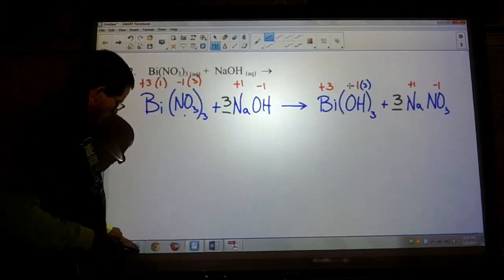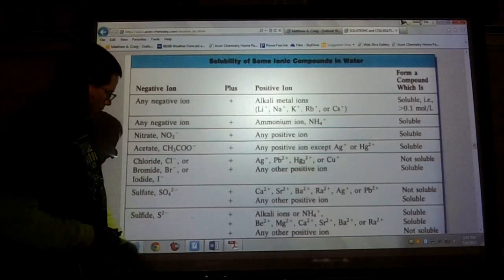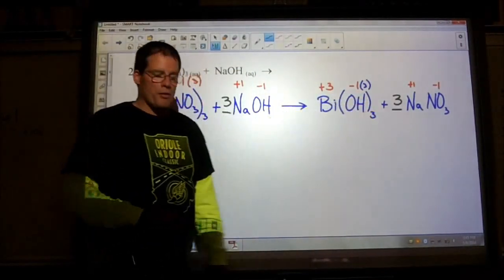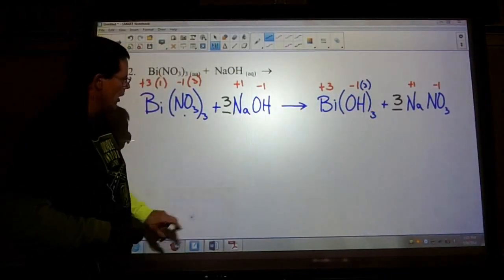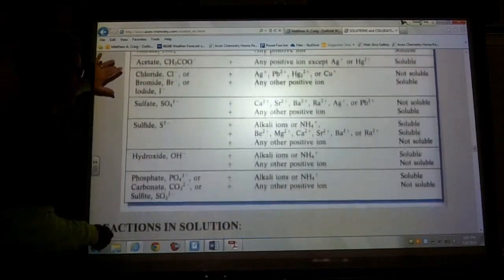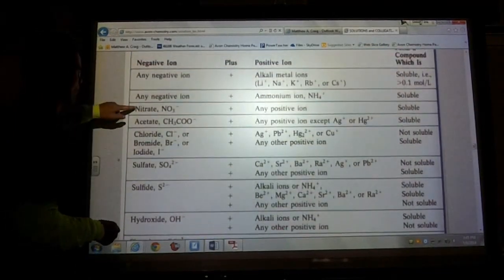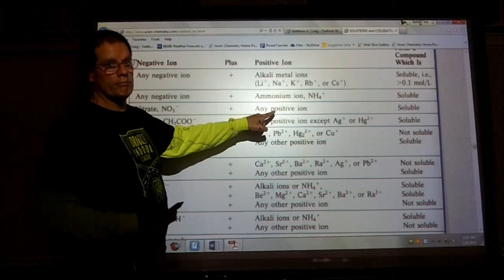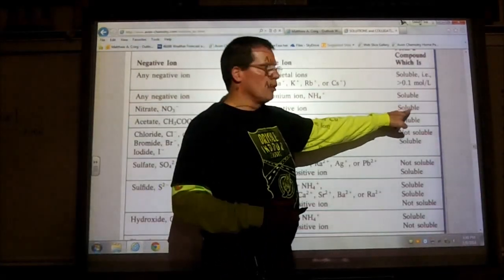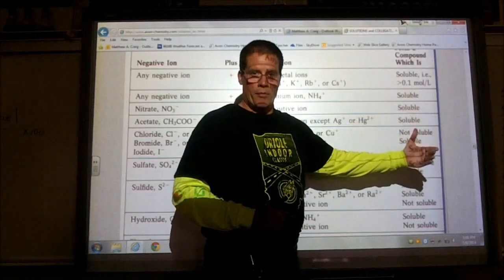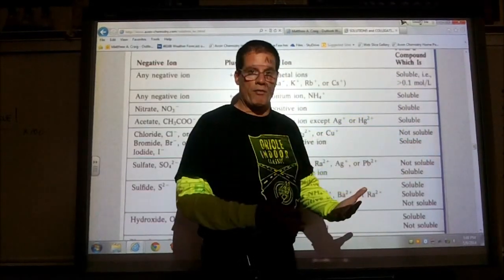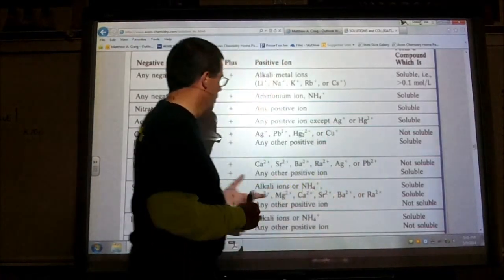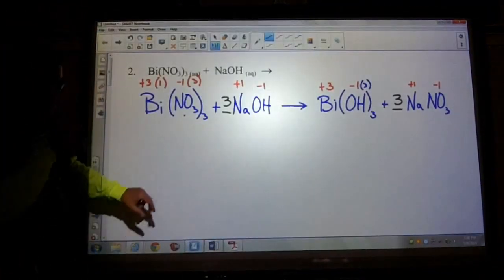So go to your table, okay, and then you ask yourself, okay, well let's start with the sodium nitrate. So sodium nitrate, so find nitrate on your table. There's nitrate, go across. Is sodium any positive ion? Yes. Soluble. Soluble means clear. In other words, it does not form a precipitate. It doesn't form any solids. Okay, so let's look at the other one.